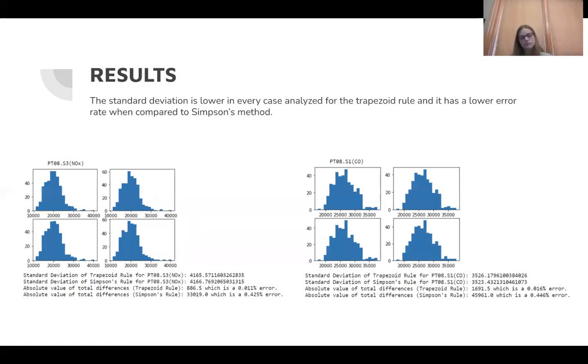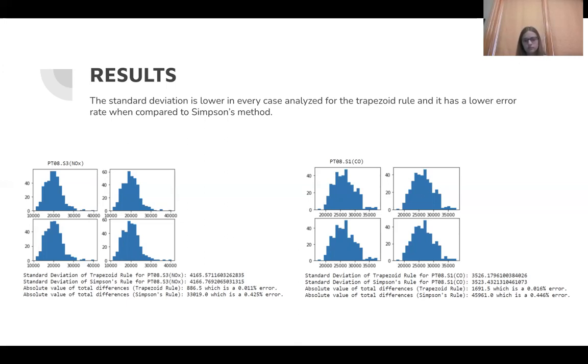So here we can see an example of our results. Both standard deviation and error were lower for every case analyzed for the trapezoid rule when compared to Simpson's method. In the graphics here, we can see the NOx concentration on the left. In addition to the standard deviation being lower, it has a lower error rate.